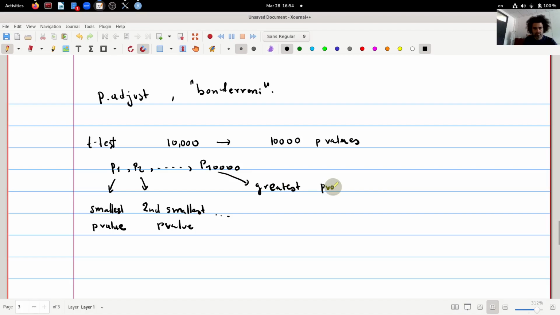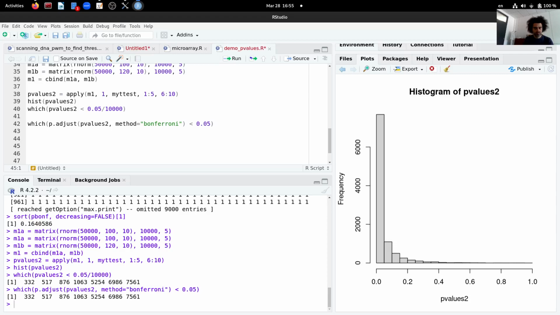Now I will make a plot where here I will have the index. So the index here is 1, 2, 3 and so on. And here I will have the p-value. Okay, let's see how this will be. So sorted p-values will be sort of p-values, with decreasing equals to false in order to have the smallest one in the beginning.